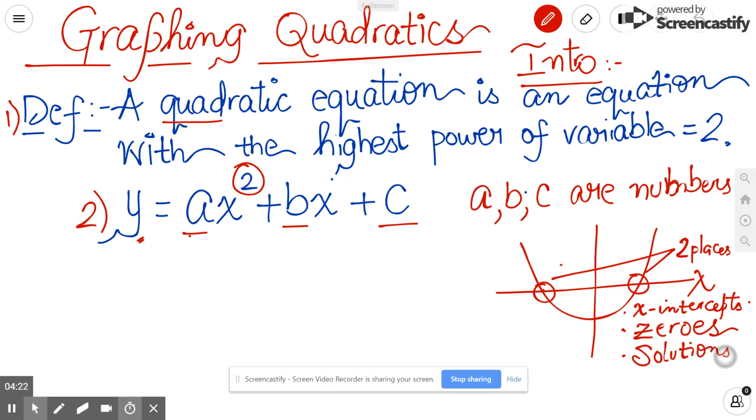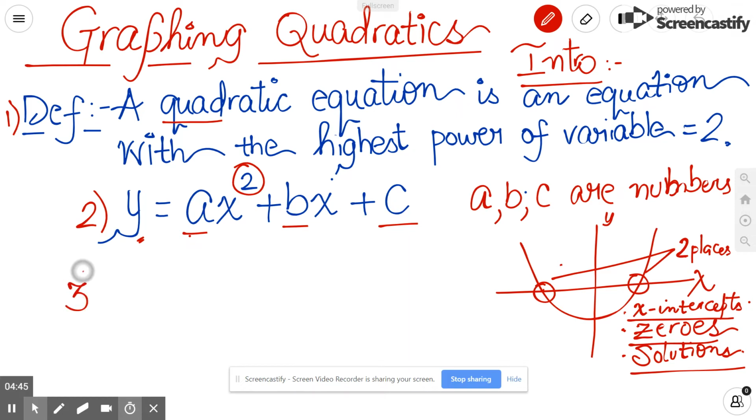So anytime they say find the solutions, find zeros, find x-intercepts, it is the same thing. You're actually trying to find at what two places, or at one place, the graph is crossing the x-axis. This one is your y-axis. So hopefully it's making some sense to you.